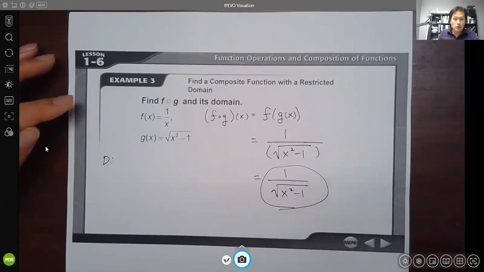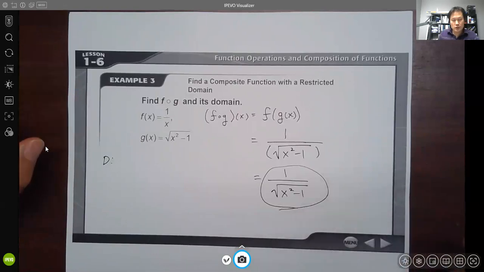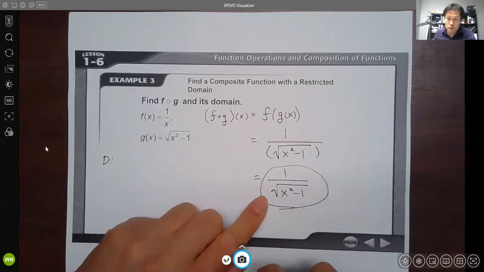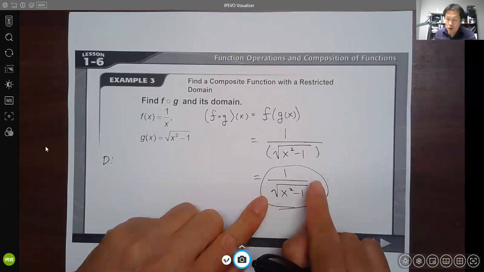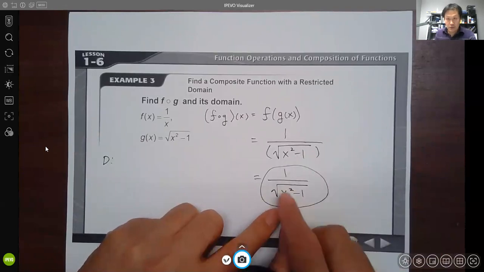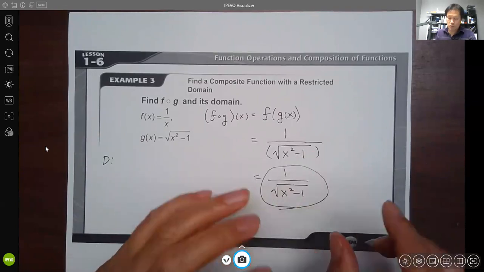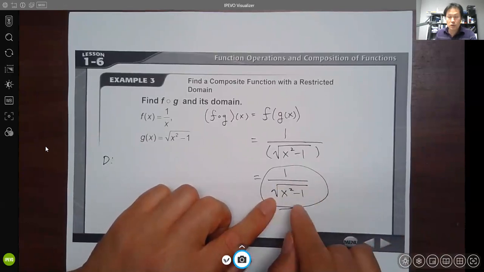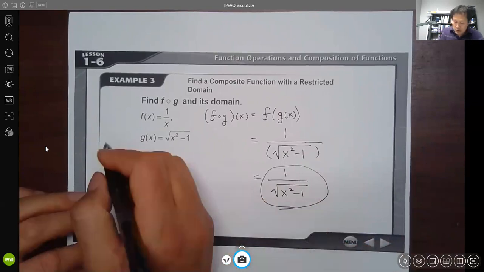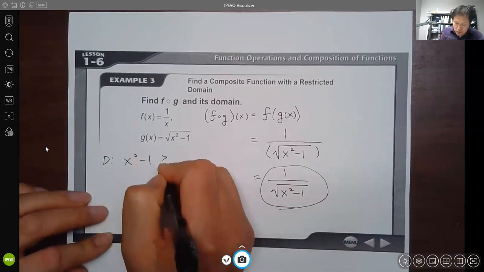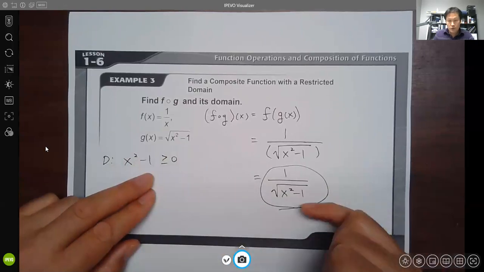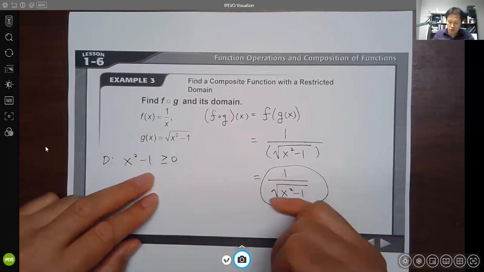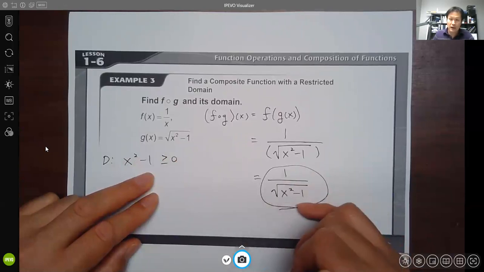So this is a domain question, which is a little tricky because we have a root. Also, this is a rational function. X is on the denominator, so it has both. Do you remember, if it's a root, inside the root has to be greater than or equal to 0. But also that's a rational function, it's on the denominator. Do you remember the other condition? Denominator cannot equal 0.